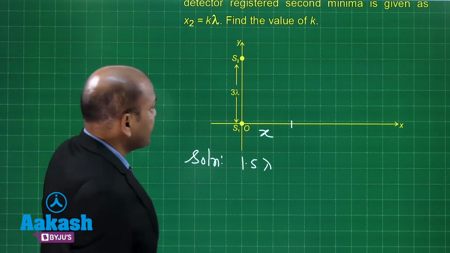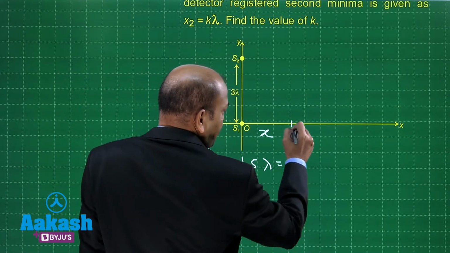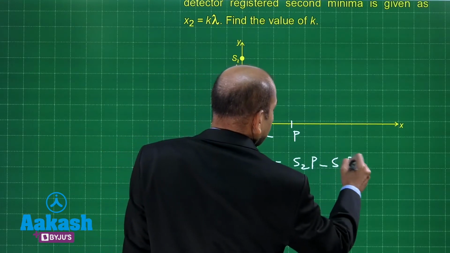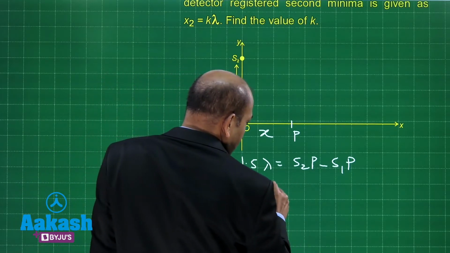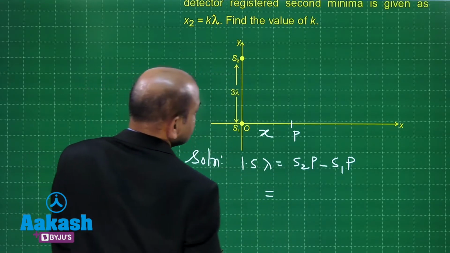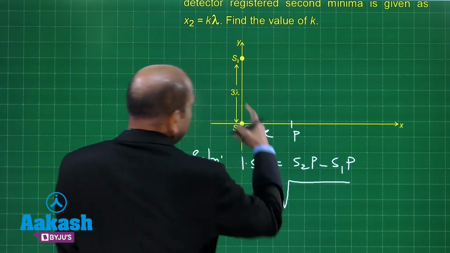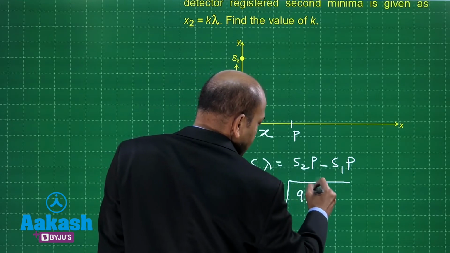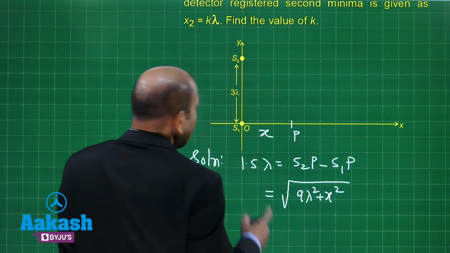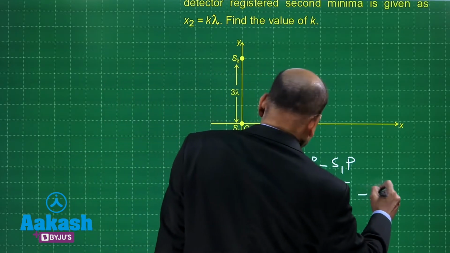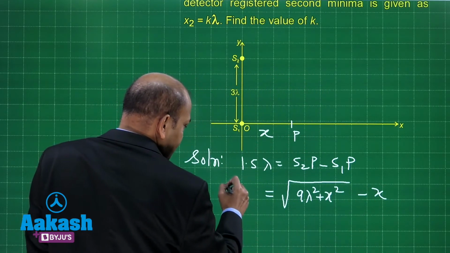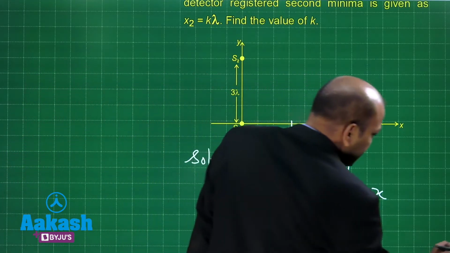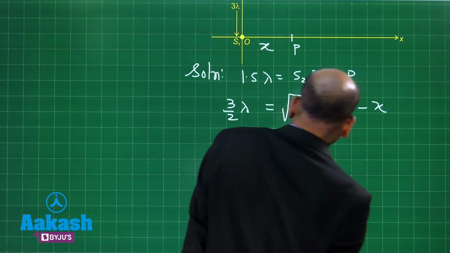So, 1.5 lambda is equal to, if I call this point as P, S2P minus S1P. And we can now use the Pythagoras theorem. S2P is in fact square root of 3 lambda whole square plus x square. So, that becomes square root of 9 lambda square plus x square, and S1P is simply x. And let us put 1.5 lambda as 3 by 2 lambda. It is a matter of solving for x, which is quite easy.